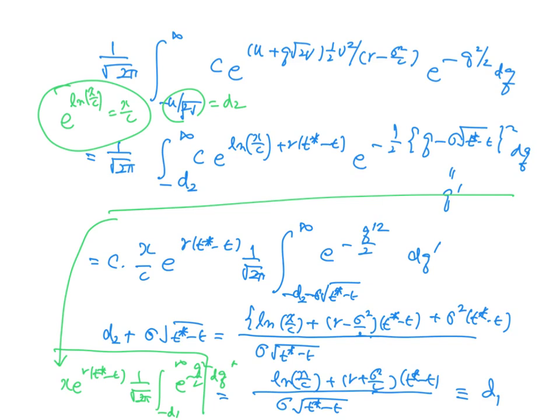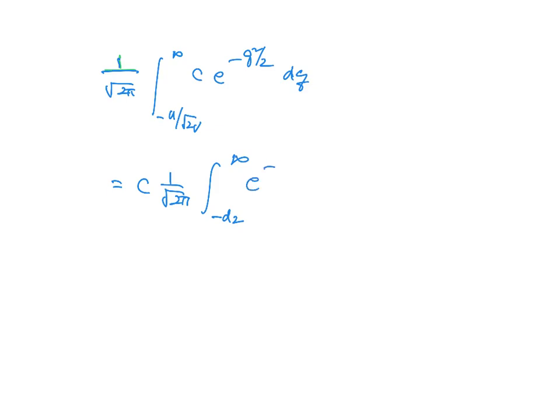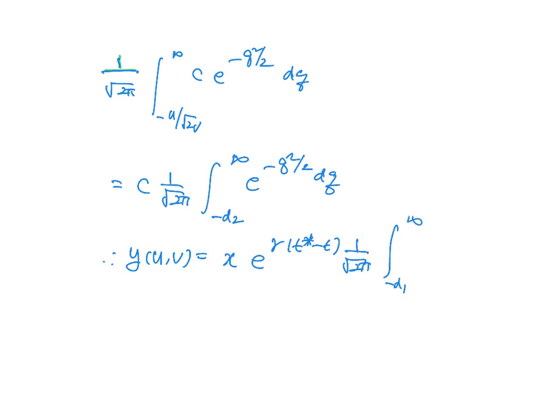The other integral from the boundary condition is the following. We have 1 over square root of 2 pi, integral from minus d2 to infinity of c times exponential minus q squared over 2 dq. So y(u,v) becomes x exponential r(t* minus t) over square root of 2 pi, integral from minus d1 to infinity of exponential minus q squared over 2 dq, minus c over square root of 2 pi, integral from minus d2 to infinity of exponential minus q squared over 2 dq.